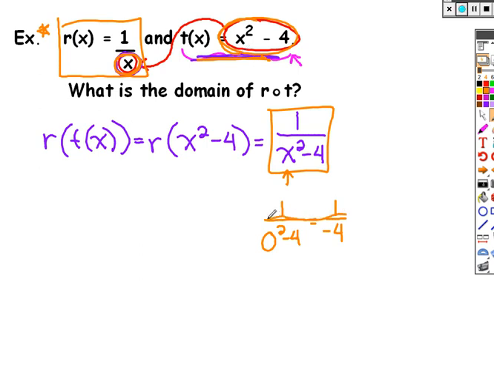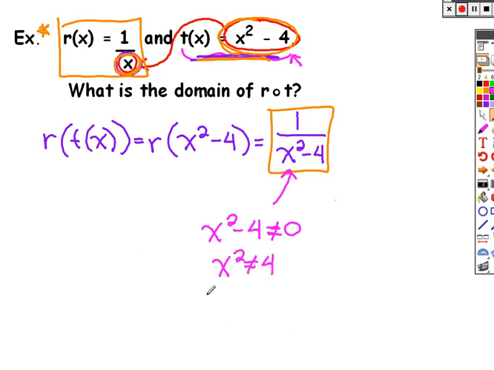So since x squared minus 4 is now in the denominator, this whole denominator can't equal 0. So this is where the problem is going to come. If I go through and solve, x squared can't equal 4. And if I take the square root, I should put that plus or minus sign out front if I'm solving an equation and I take the square root. So x actually can't equal 2 or negative 2.